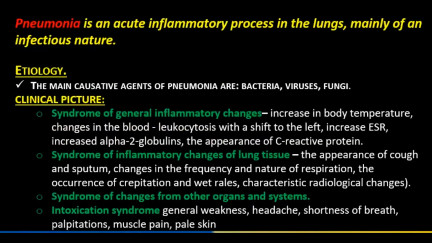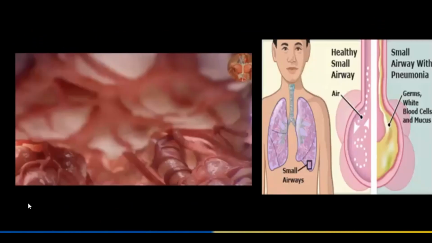Pneumonia is an acute inflammatory process in the lungs, mainly of an infectious nature. Etiology: the main causative agents of pneumonia are bacteria, viruses, and fungi. The clinical picture includes a syndrome of general inflammatory changes, a syndrome of inflammatory changes of lung tissue, a syndrome of changes from other organs and systems, and an intoxication syndrome.